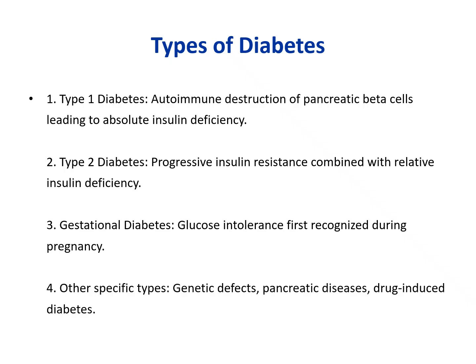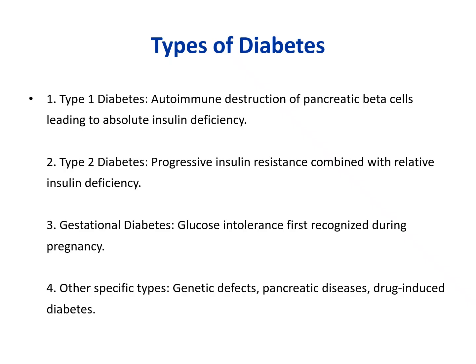Now let's learn about type 2 diabetes mellitus. It is a progressive insulin resistance combined with relative insulin deficiency. In this case, the insulin which is produced in the patient is unable to be utilized by the cells of the patient. Because of that, the patient shows high blood sugar levels in their body, and it also sometimes occurs with relative insulin deficiency production in the patient.